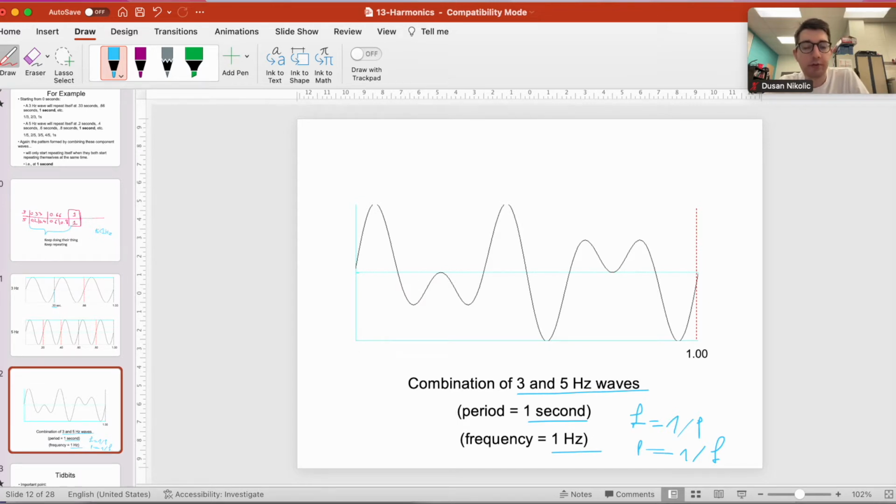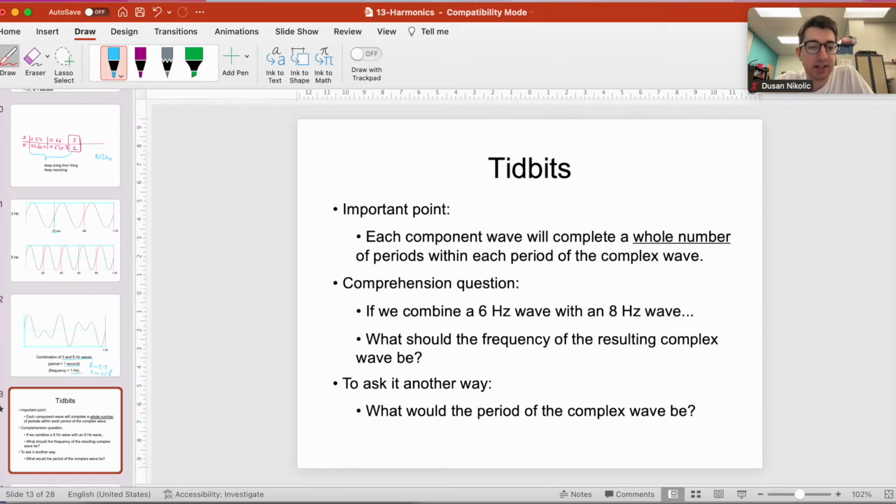The importance of all of this is that each component wave will complete a whole number of periods within each period of the complex wave. And now we know the greatest common denominator. Okay, conversion. So as I said, the important part is that each component wave will complete a whole number of periods within each period of the complex wave. If we combine a 6 hertz wave with an 8 hertz wave, what should be the frequency of the resulting complex wave? And I think you know the answer to this.